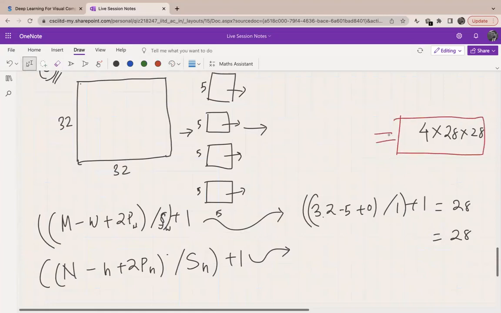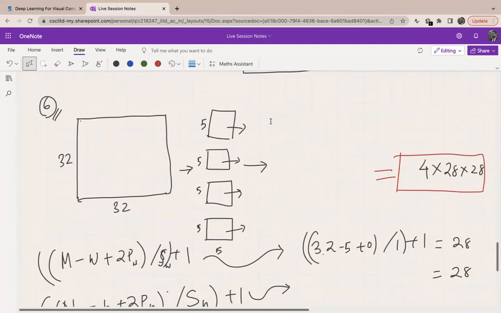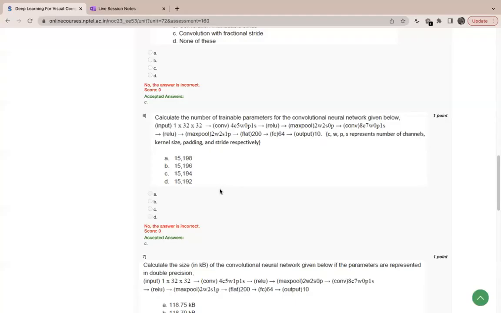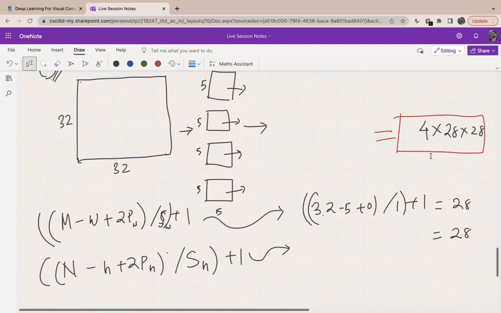Now let's calculate the number of parameters that we are getting from this layer at least. Let's look at the question again. We have this input, we pass it through the convolution layer like this, and the output size is 4 into 28 cross 28.